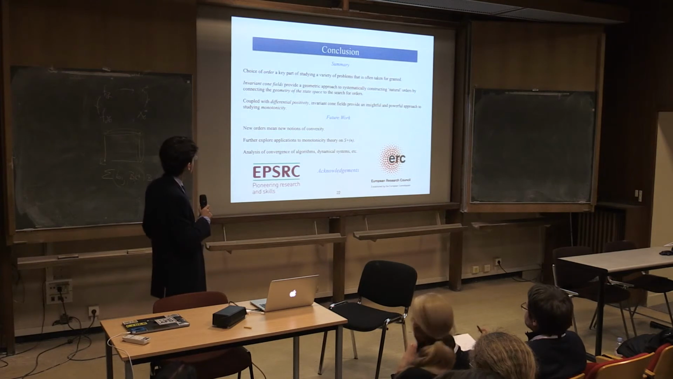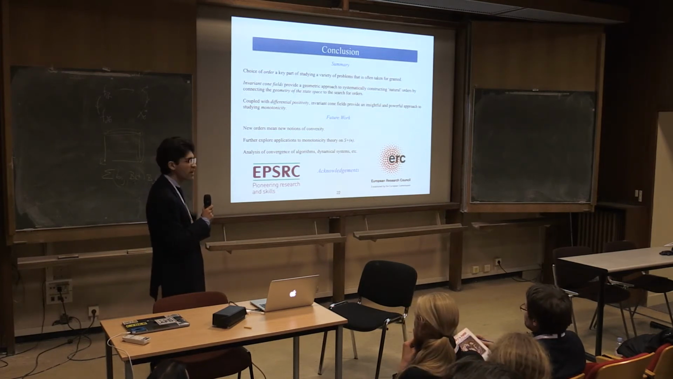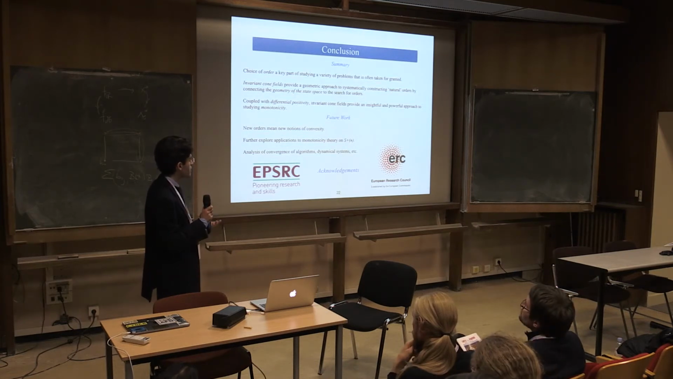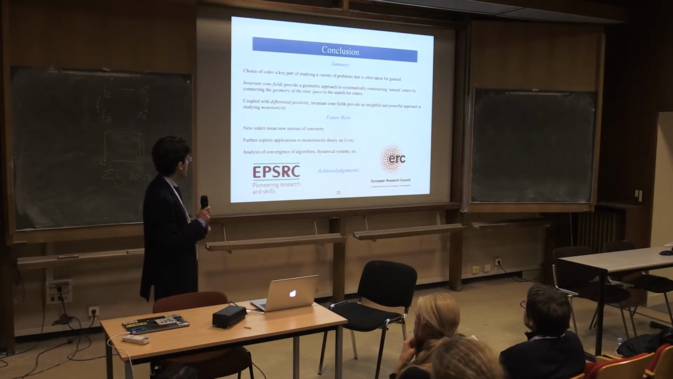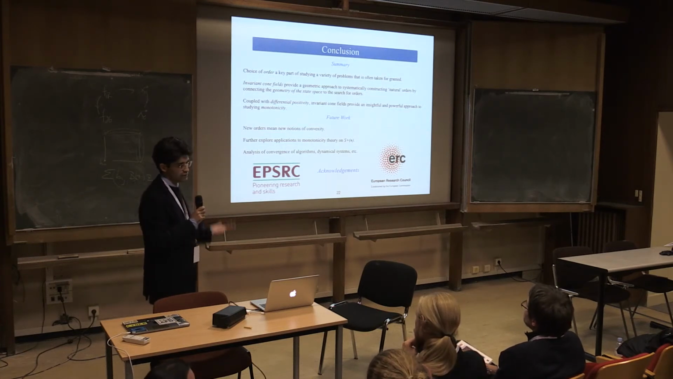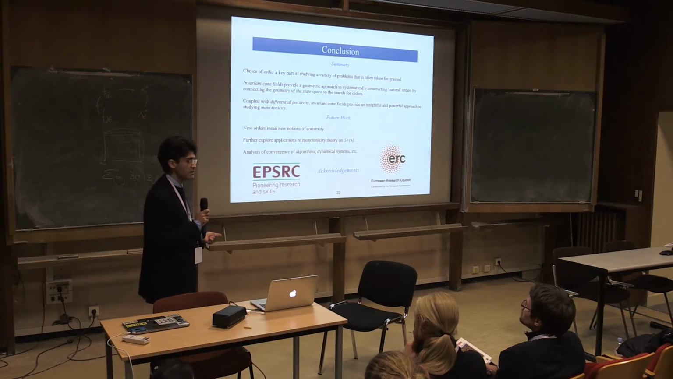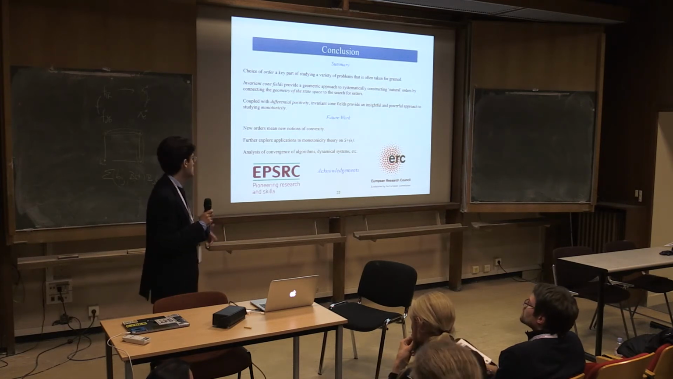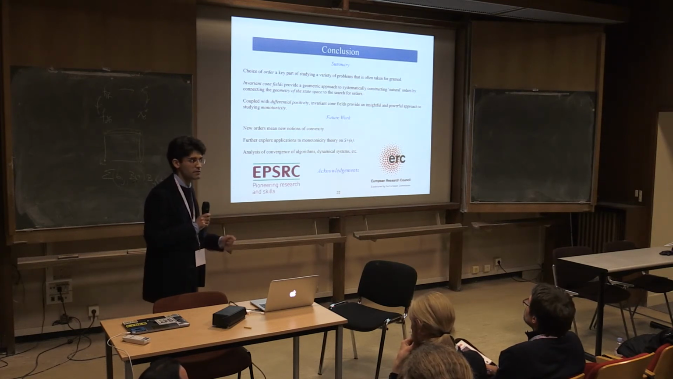Okay, so just to summarize, the choice of order is a key part of studying a variety of problems that is often taken for granted. Using invariant cone fields, one is provided with a geometric approach to constructing natural orders that connect the geometry of the state space to the search for orders, and coupling this with differential positivity gives a powerful and insightful approach to studying monotonicity. And for future work, well, new notions of orders mean new notions of convexity. Perhaps that could be quite powerful. And of course, one could further explore the applications of these to checking for convergence of algorithms, convergence analysis of algorithms, dynamical systems, and so on and so forth.